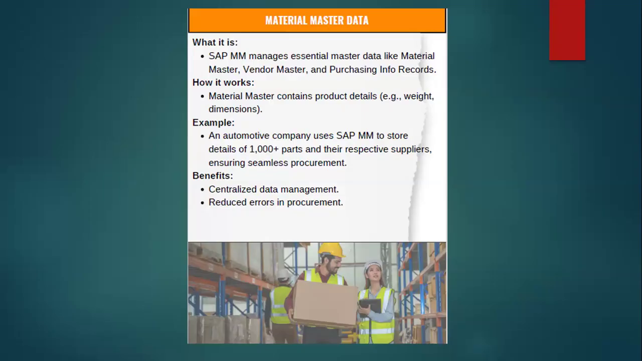How it works? Material master contains the product details. The product details mean the weight, dimensions, price. When you execute MM03, in the basic data 1 view, you will first see the description of the product, the weight of the product, the gross weight and net weight, and the material group. So that is the material master data.